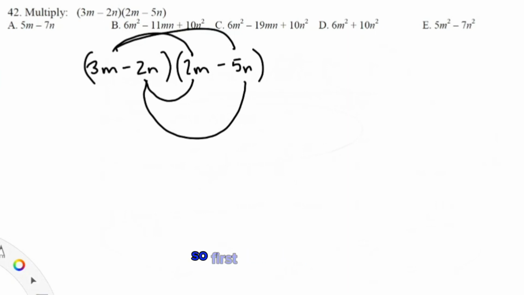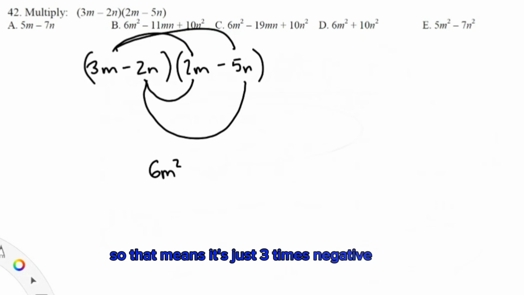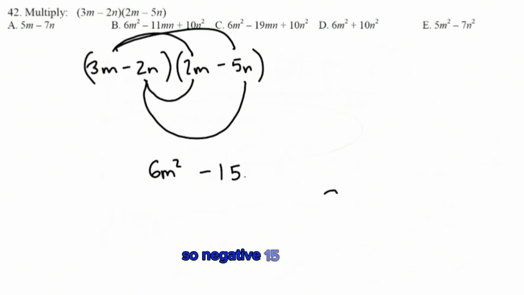So let's solve. First, 3m times 2m. That's just 6m squared, because when multiplying two m's, it becomes m squared. Next, 3m times negative 5n. That means it's just 3 times negative 5 mn, so that's negative 15 mn. Next, negative 2n times 2m. That is just negative 2 times 2 and m times n, which is negative 4 mn.